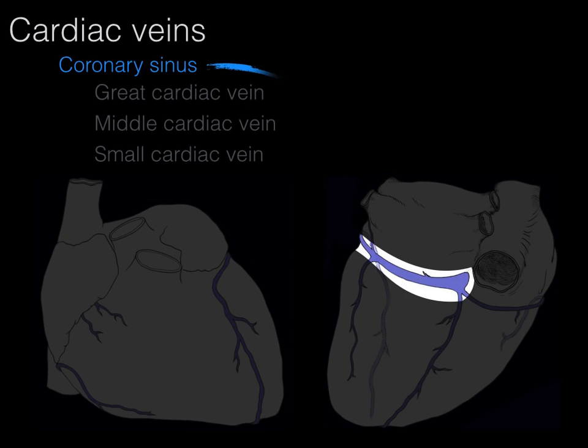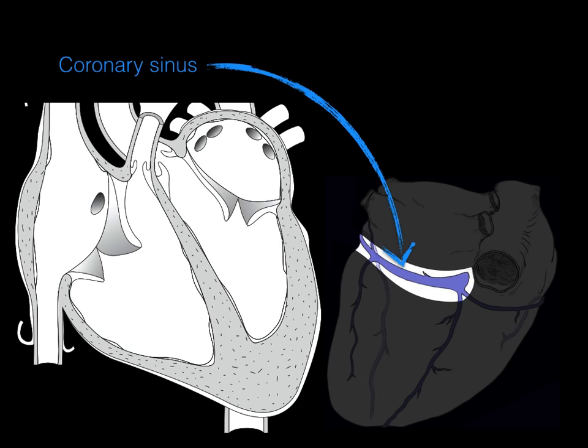Here we've got that coronary sinus in this view, but now look at this picture. In the right atrium, we see that opening. That's the coronary sinus, which drains blood into the right atrium.